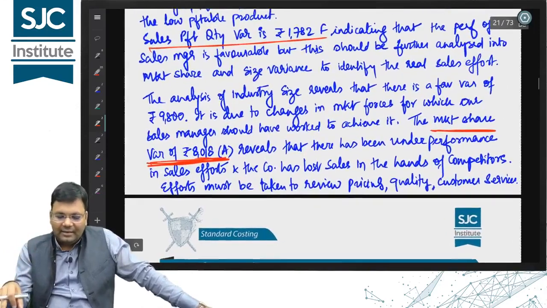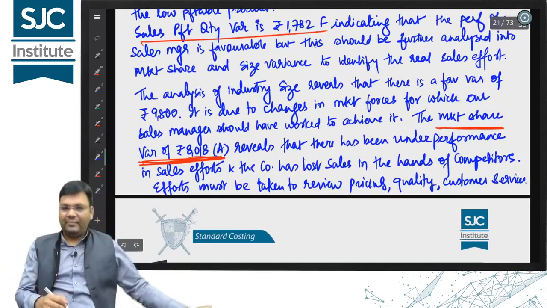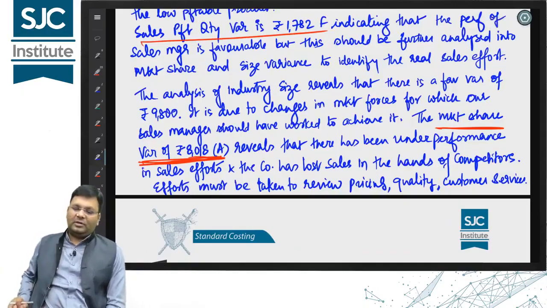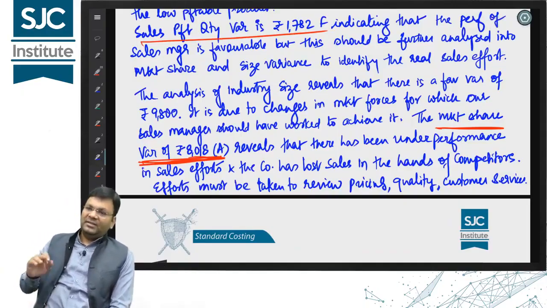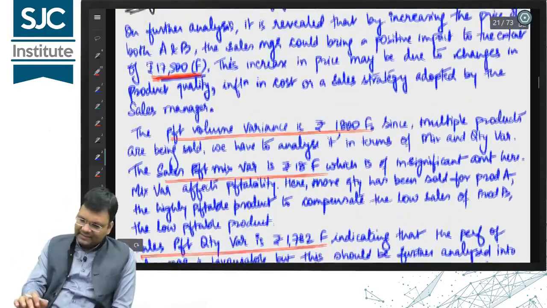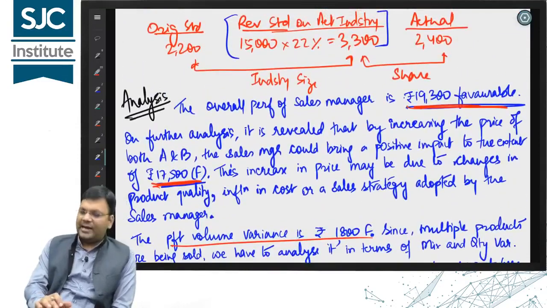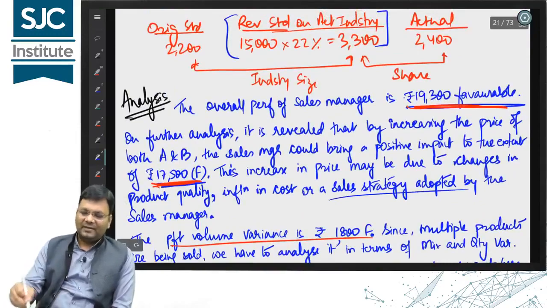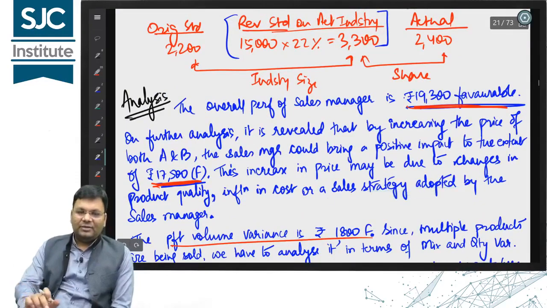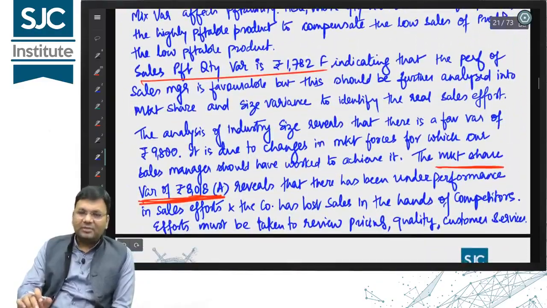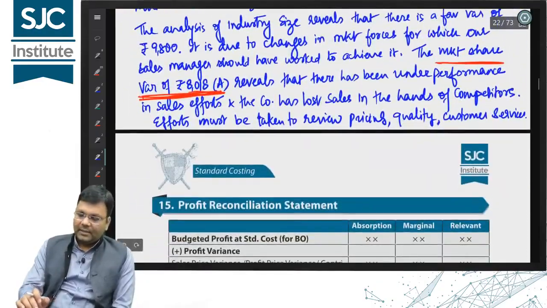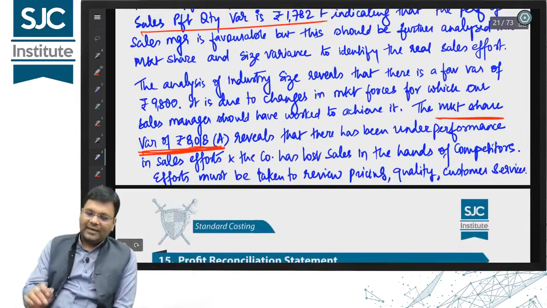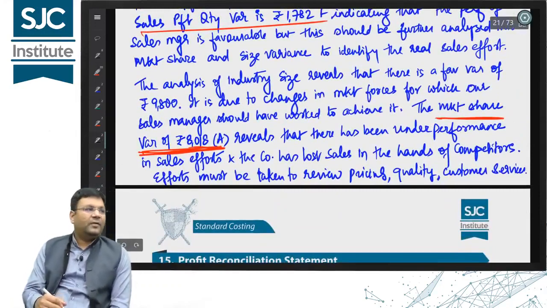So, at the end, to conclude, I will always say that performance is not satisfactory. See, sales price increase, the benefit due to this is not usually attributable to sales managers. Sales managers usually cannot increase in price. Although I have written a point here that there might be some sales strategy, but usually that is not applicable. Okay. So at the end, I will say that sales manager has not performed well.